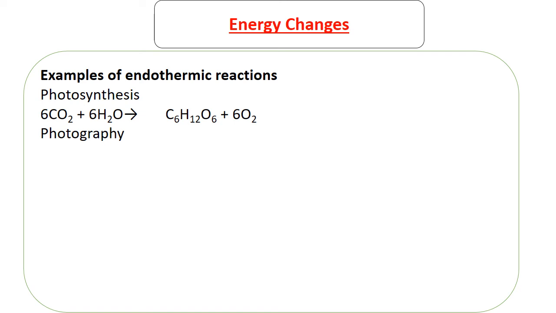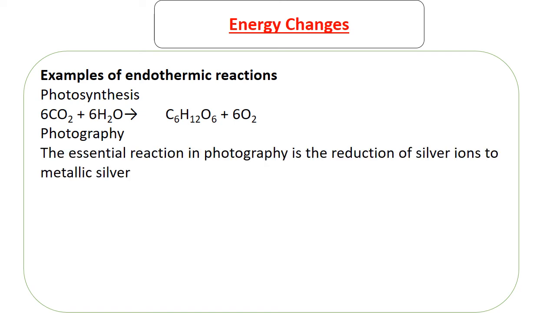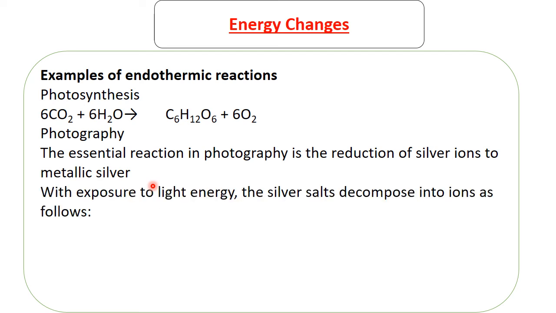Another example is photography. Photography is a process that has to do with silver salts. In photography, the essential reaction is the reduction of silver ions to metallic silver. So in the silver source, there is a silver ion and another ion. This silver ion is going to be reduced to metallic silver. The word reduction means the gaining of an electron. So with exposure to light energy, the silver salts break up into ions as follows.